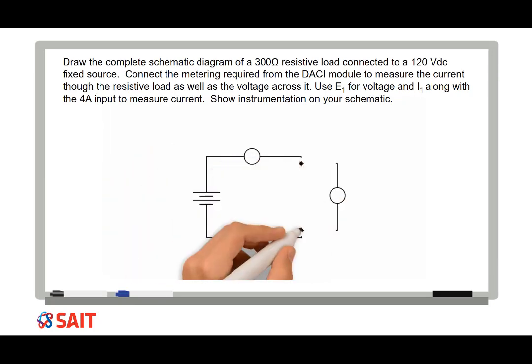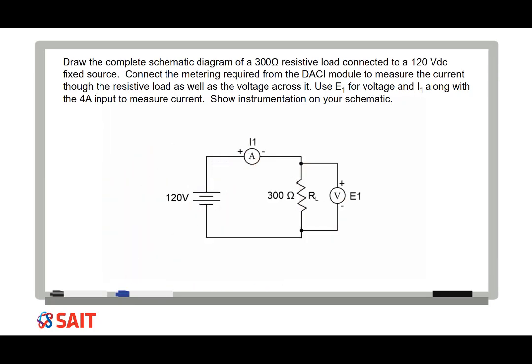Sometimes the description contains information that is not relevant to creating the schematic diagram, but it is essential information for creating the wiring diagram and building the circuit. The description for our circuit says to use E1 and I1 along with the 4 amp input to measure current. This information provides us with details as to the connections of the actual physical meters, so it is important when we create the wiring diagram that the 4 amp current input is used. Labeling is extremely important when it comes to electrical diagrams. Notice the source voltage is labeled, the load is labeled, and the meters are labeled along with their polarity. Polarity is extremely important when connecting metering and instrumentation.